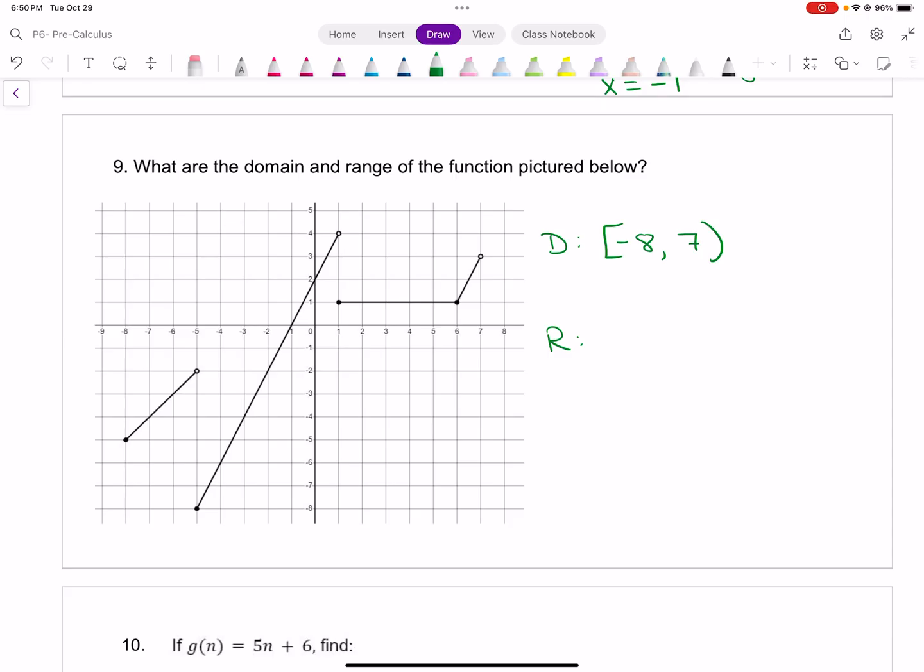Range, we're going to do the same thing starting on the bottom. So the bottom is down at -8. It is closed, so square bracket, slide up. If you touch in more than one spot, that is okay. We're just looking for the range. As long as you're touching the graph someplace, you get to keep sliding up. And we're going to stop at 4. That is the highest point, and it is open, so parenthesis.